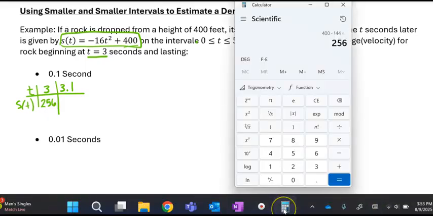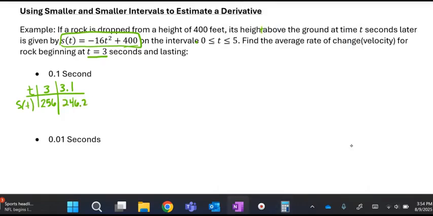Now we're going to do the same thing, but plug 3.1 into the function. So we have negative 16 times 3.1 squared plus 400, and I have 246.24. I'll pause the video and you can do this full calculation. I'm going to write down what to do.